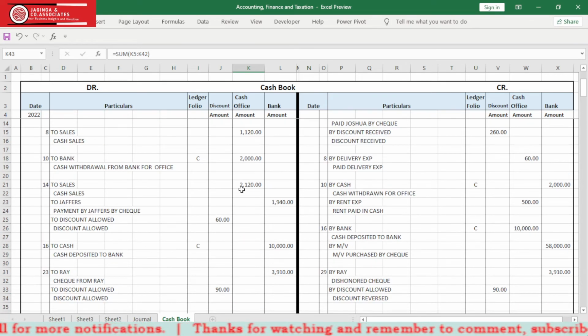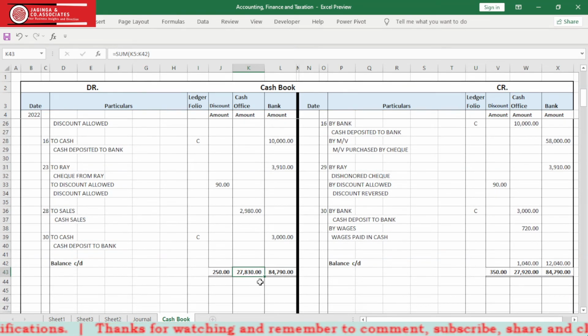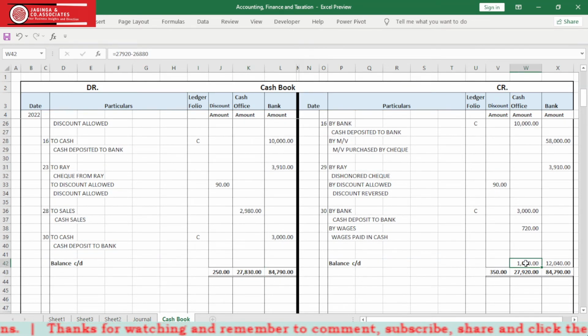I think we changed something here on this column. So just try to redo the closing balances. So this one's 27,830. This should be 27,830. So we have a balance carried down, which are debit balances. Cash is 950 and bank is 12,040. Remember the discounts, we are not doing the balances that have been carried down.